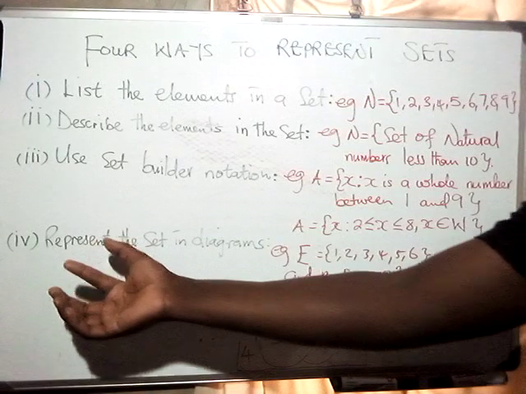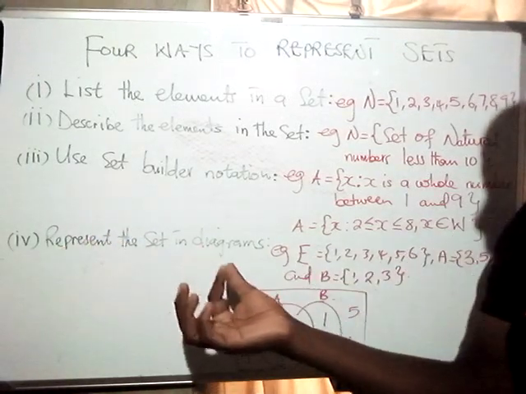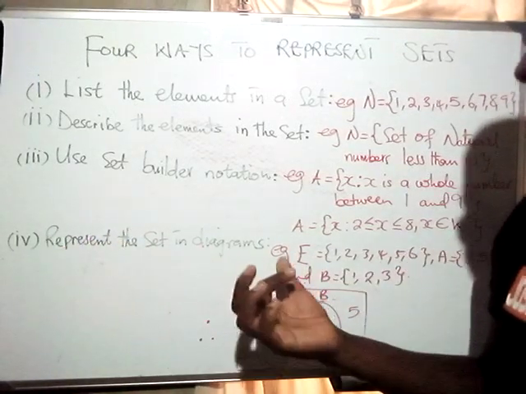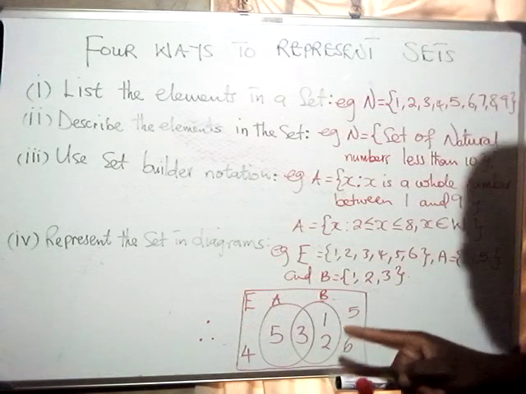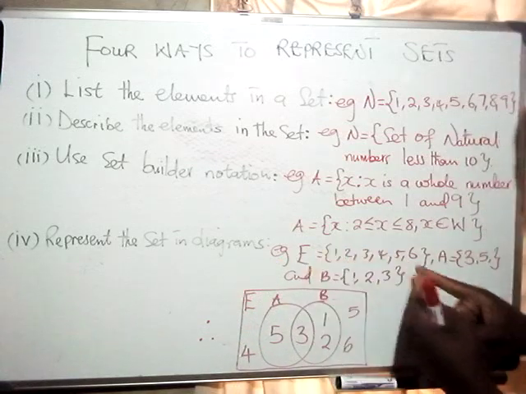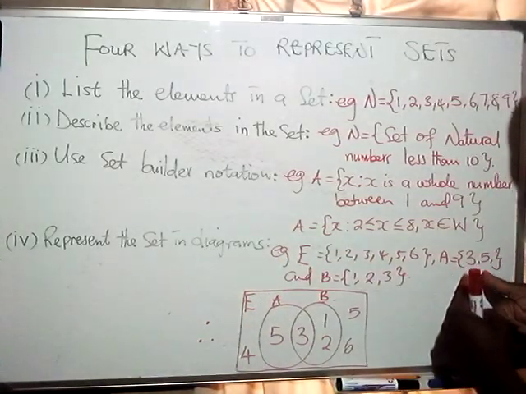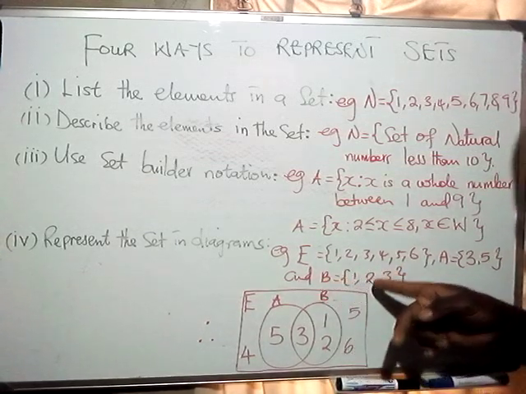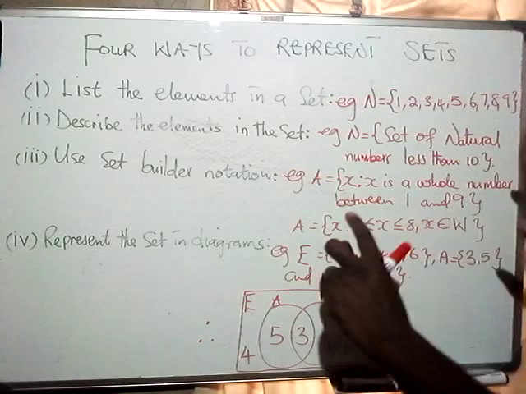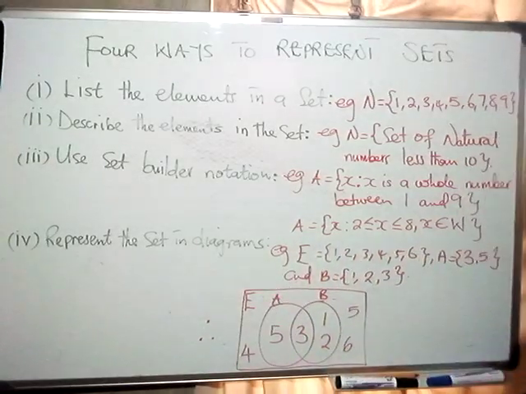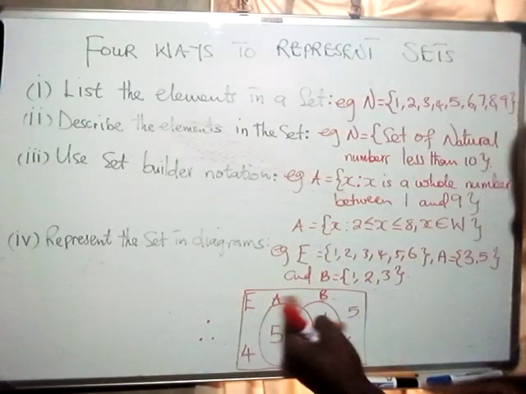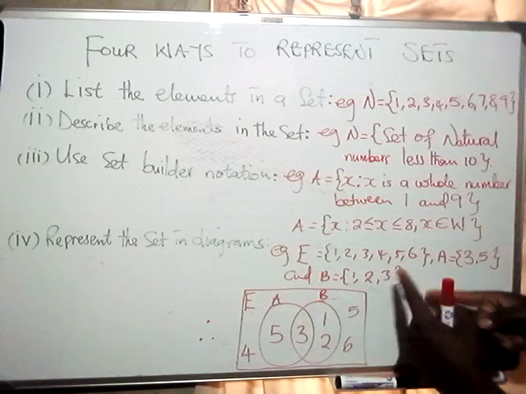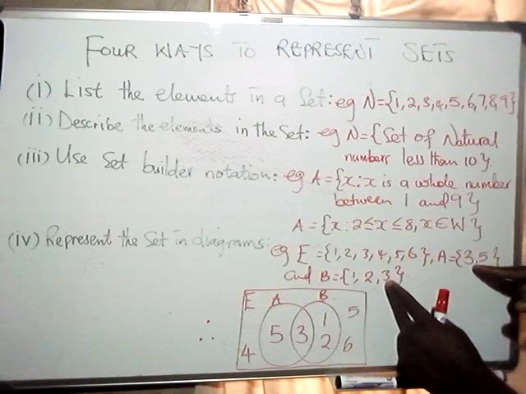And lastly, sets can be represented in the Venn diagram. Talk about the Venn diagram. This is the Venn diagram. We have an example. The whole number is 1 up to 6. Set A is 3, 5, and set B is 1, 2, 3. So when you put this information on the Venn diagram, this is the way to look. You start with set A and set B. Which one is common in A and B? Find that it is 3.